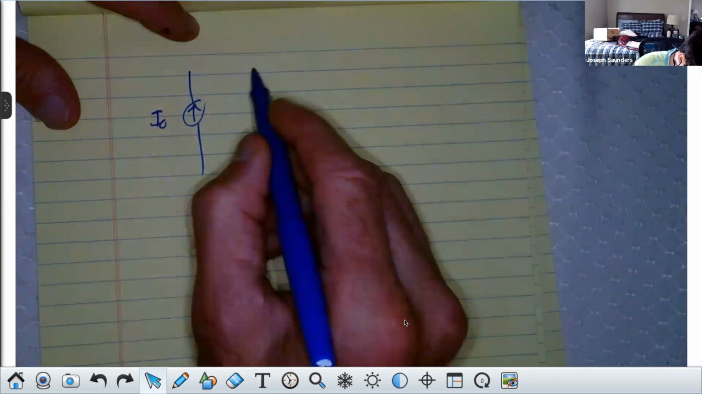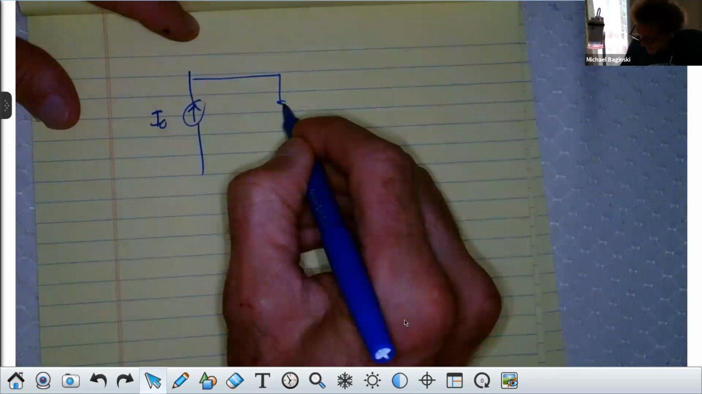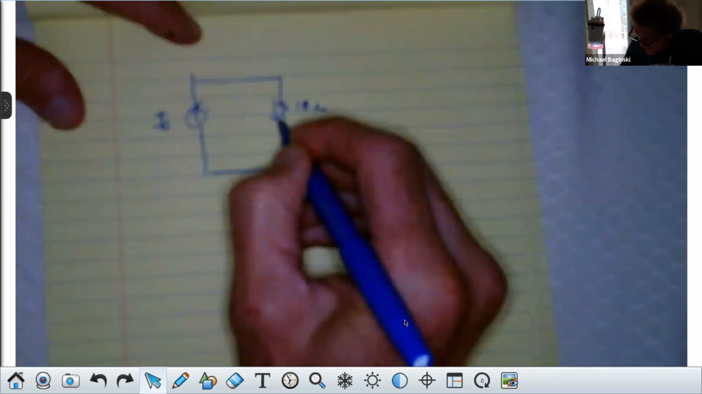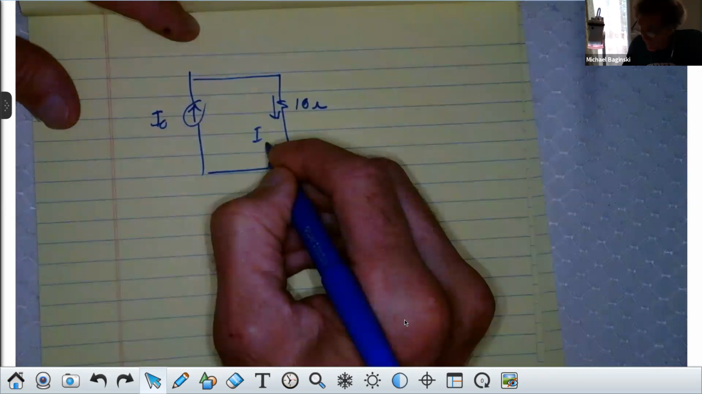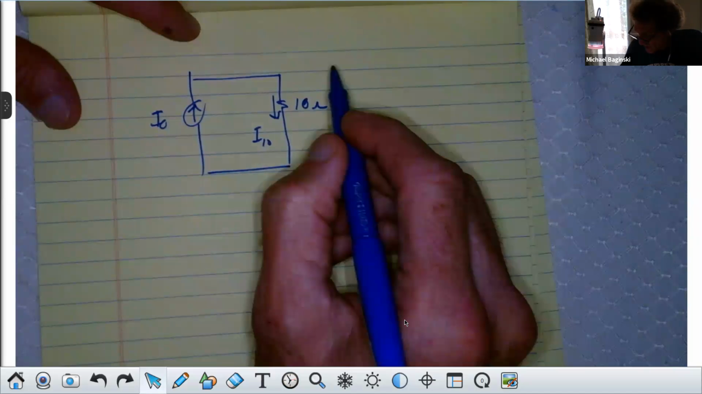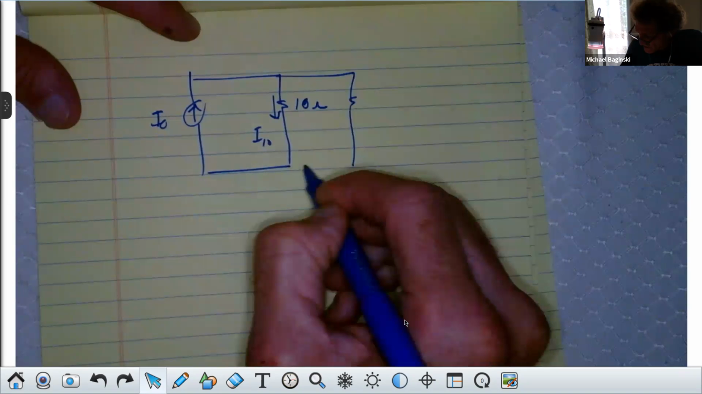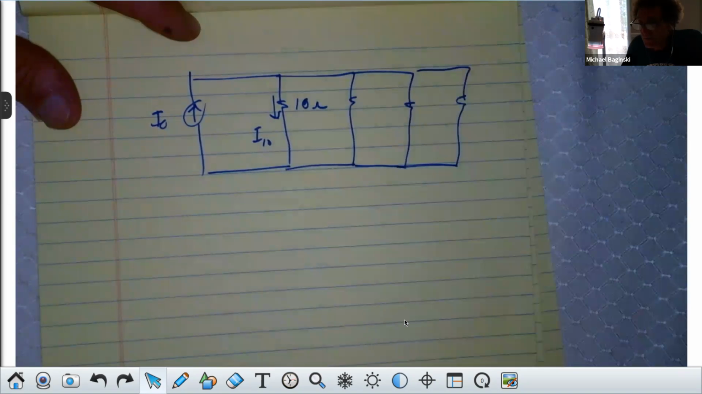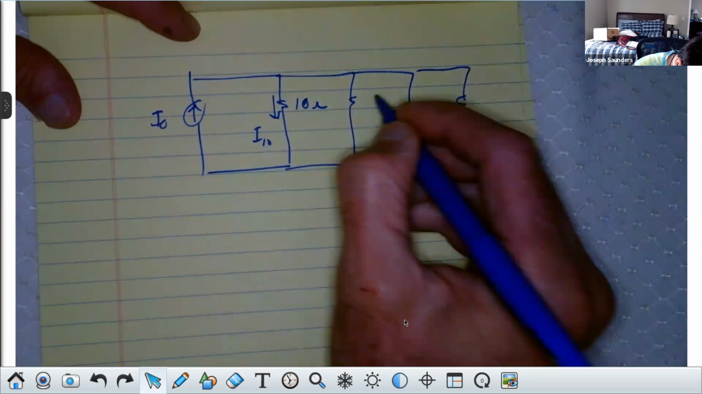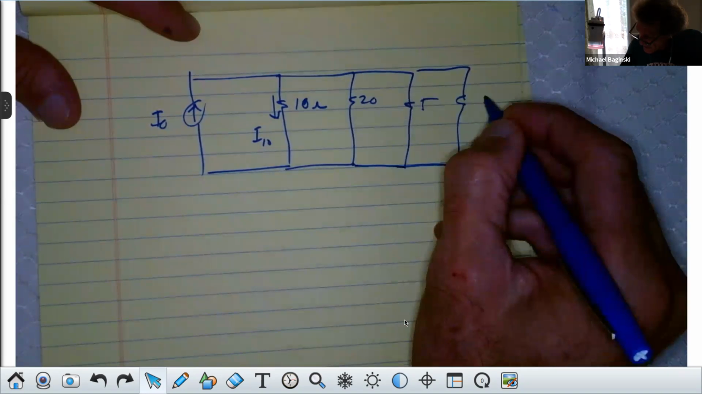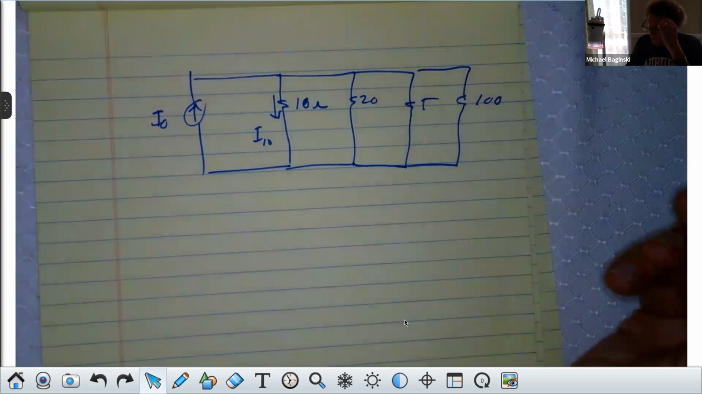Now I'm going to put a resistor here. I'm going to give it a value, 10 ohms. I got a 10 ohm resistor there that I want the current through, all right? I want that current. But I also have, I'm going to have a resistor there, another resistor there, and another resistor there. Is that enough resistors? Yeah, plenty. All right, let's make this 20, make this 5, make this 100 ohms.